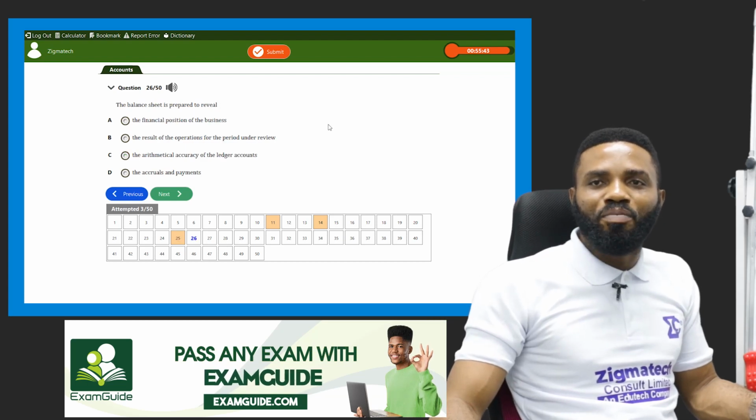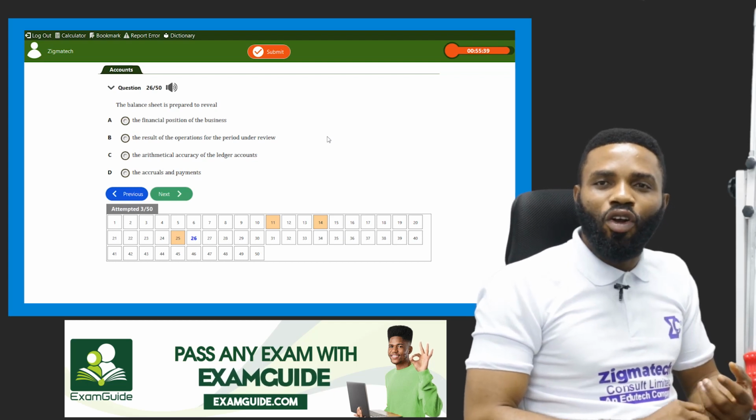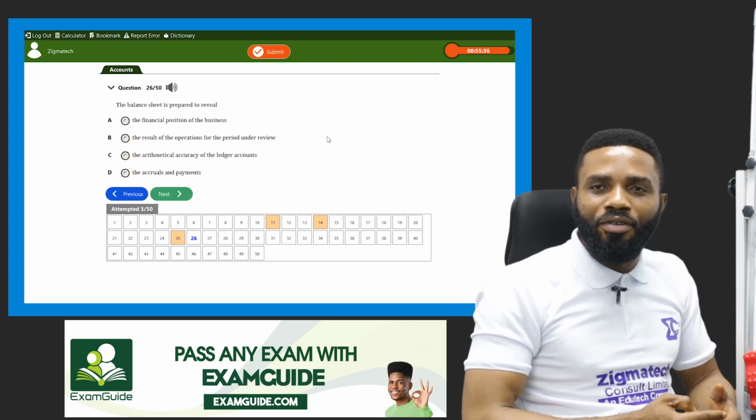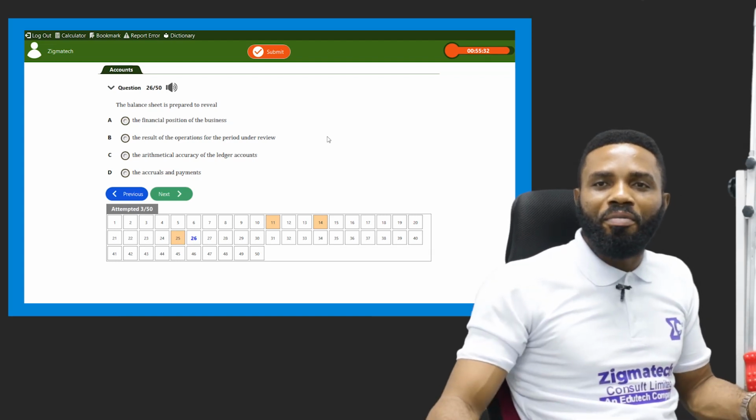The balance sheet is prepared to reveal what? The financial position of a business, the result of operations for the period under review, the arithmetical accuracy of the ledger, the accruals and prepayment. The answer is the financial position of a business.